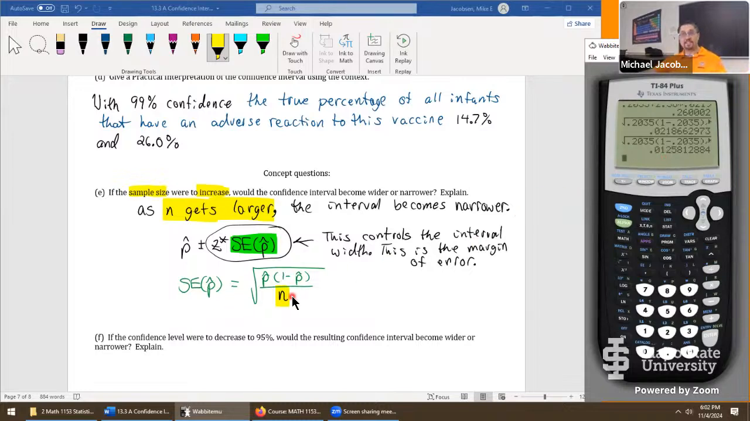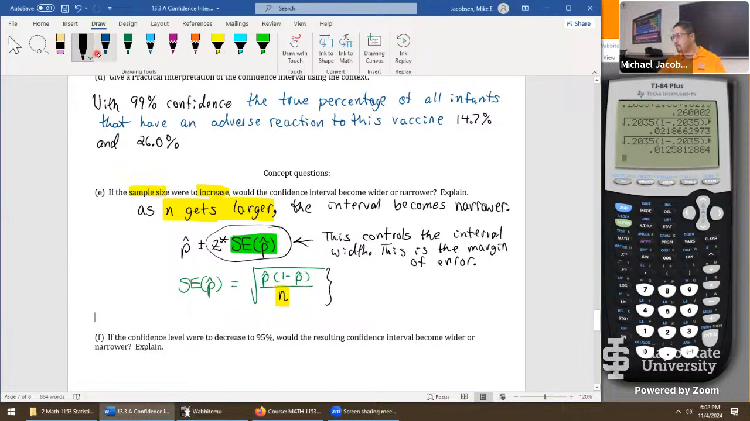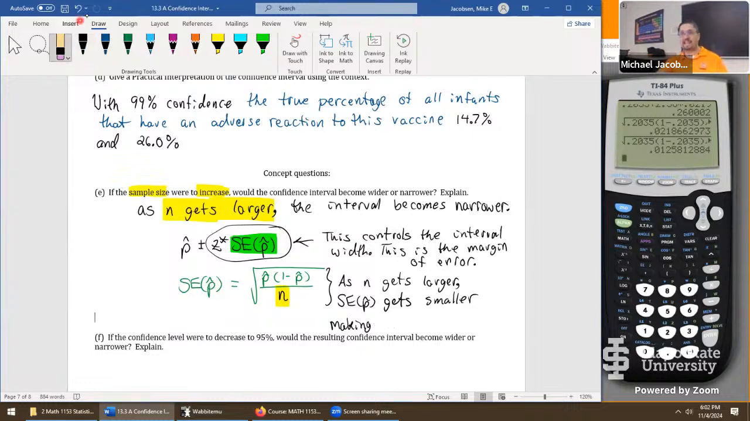So if you make n bigger in this denominator, standard error gets smaller. Let's say that's right here. As n gets larger, SE of p hat gets smaller, making the interval narrower, more narrow. So that's how this comes all together.